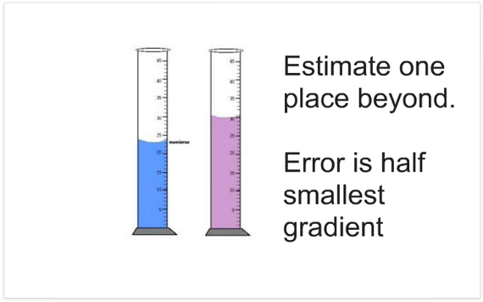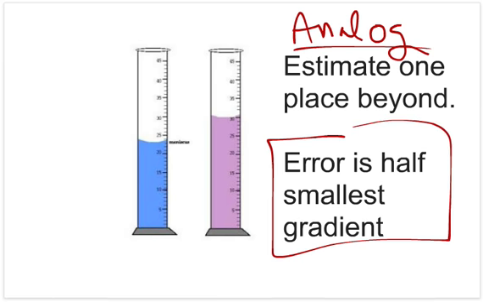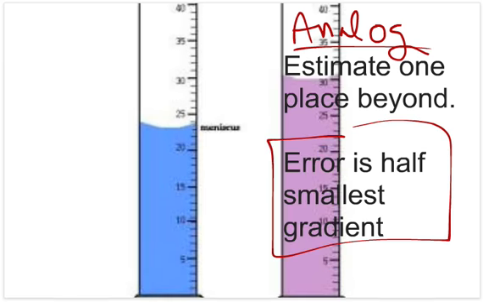We also need to make sure we know how to measure things correctly. And remember, we have kind of 2 different systems. We have analog scales, which means it doesn't tell you the value, you have to read the value. And we always need to estimate one place beyond the scale that they give us, and then the error that we report is half that smallest gradient of the scale. So it changes with whatever tool.